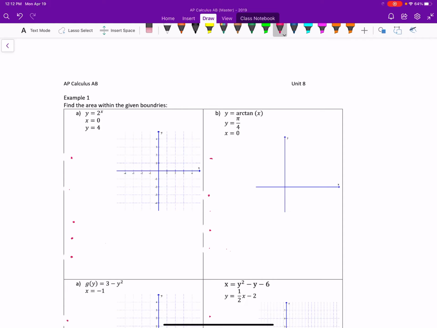So like I said before, example 1A, I honestly don't know what I was thinking when I was making this problem. When I graph this, just to plot some points to help us get a picture, y is equal to 2 to the x here, like that. That's the one function. X is equal to 0, that's here, and y is equal to 4, that's up here. Now, there are two options here.